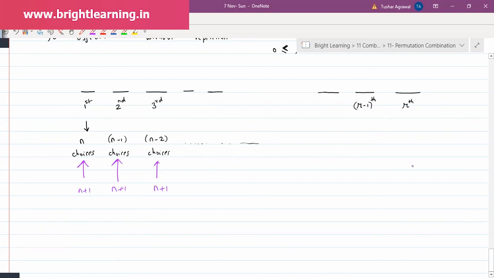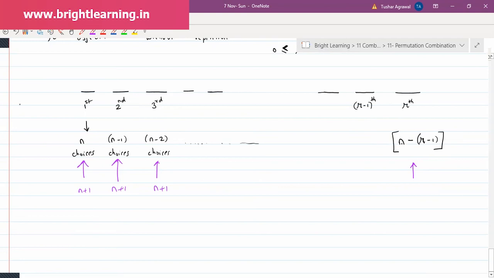So here the last position, you have to just find the rth term of this AP. N minus 1, n minus 2, and so on. What will be the rth term? The rth term will be n minus (r minus 1). So how did you arrive at this conclusion? N minus (r minus 1). So I thought of it in this way.